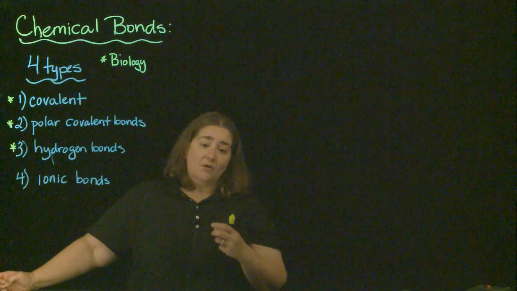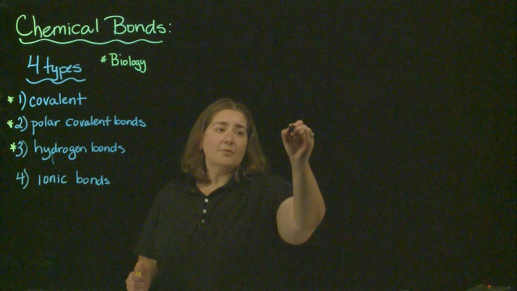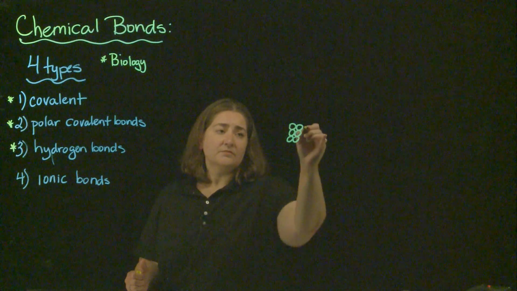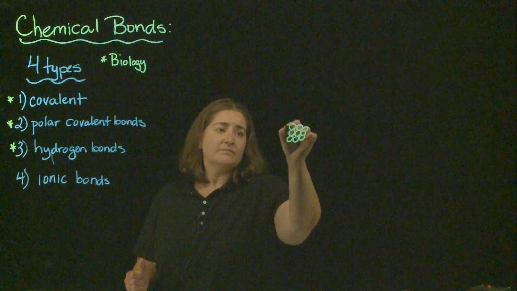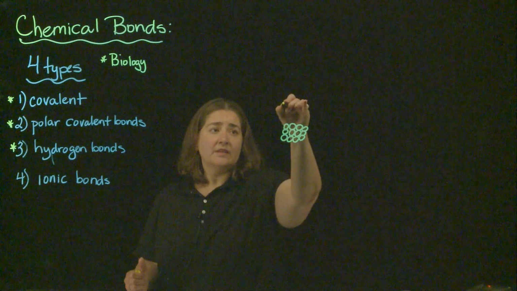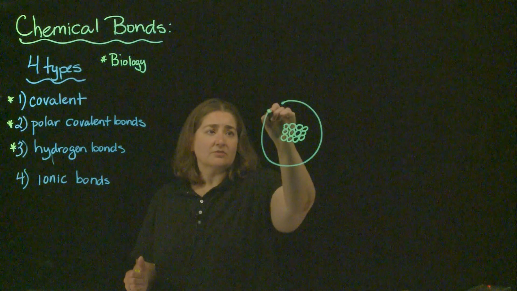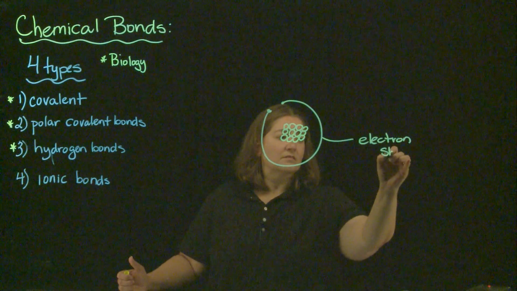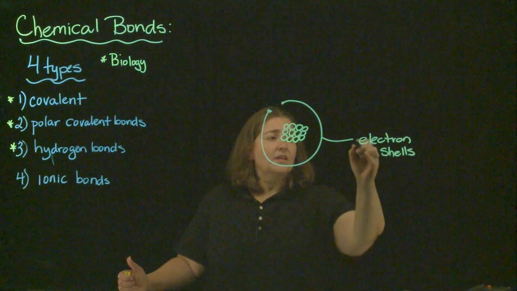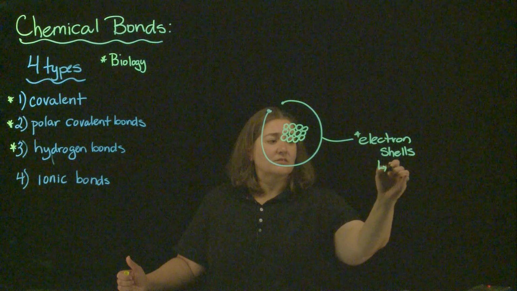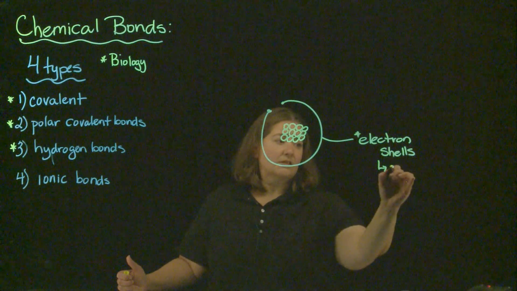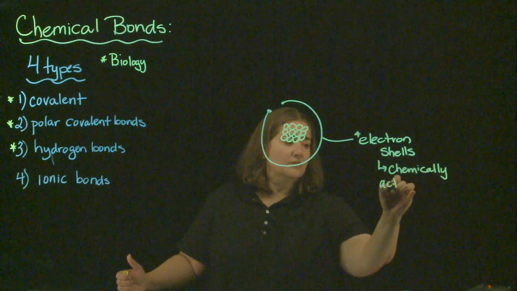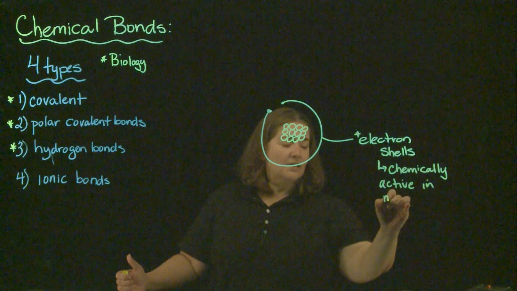Now, in terms of chemical bonds, if you remember, we had our nucleus, right? And we have our electron shells. Okay? It's going to be the electron shells that are essentially chemically active in making bonds.